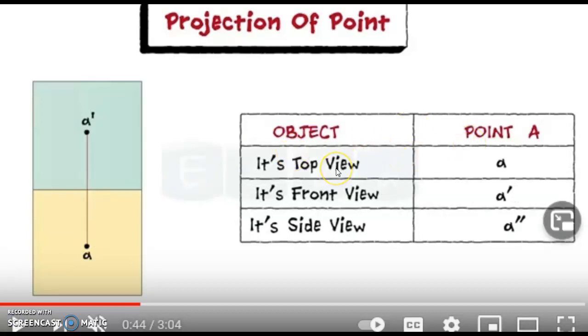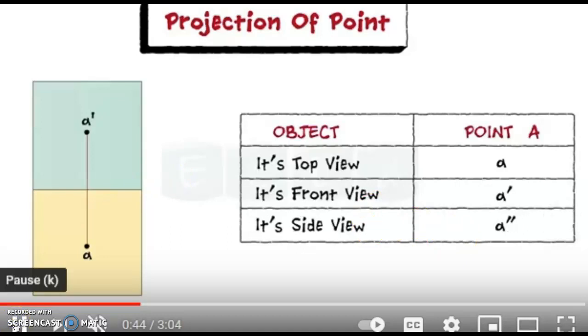First one, for a top view we name it with the symbol a. Always we use small letters. Capital letters are not used in orthographic projection. Or in a front view we can name it as a prime, or we can call it a dash. If it is in the side view, we can name it as a double dash. Okay, these are the 3 namings in orthographic projection. So just study these 3 points.